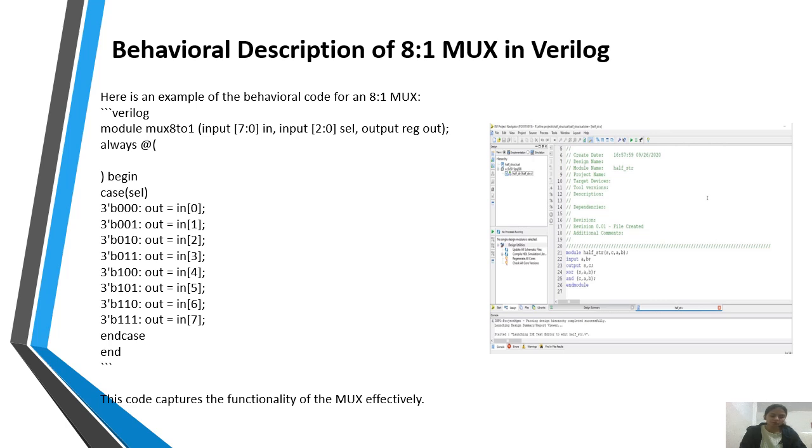Conclusion: this code defines the behavior of an 8:1 multiplexer. The output depends on the 3-bit select lines, allowing the mux to route one of the 8 inputs to the output dynamically.